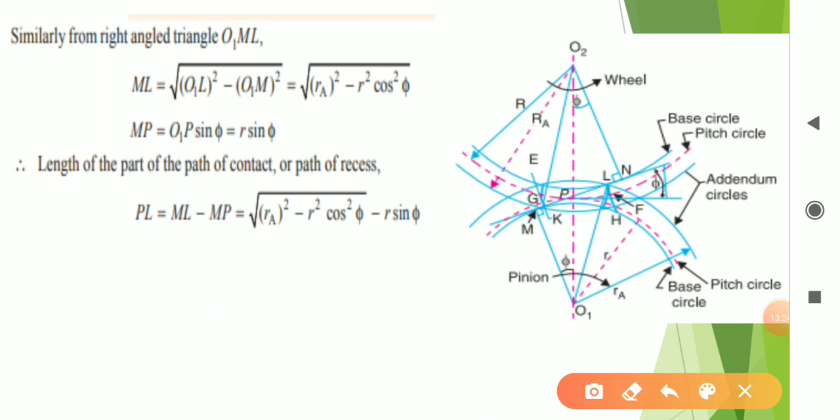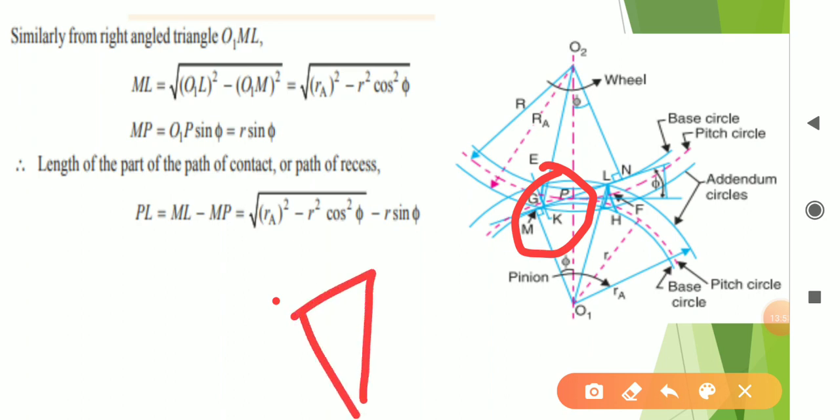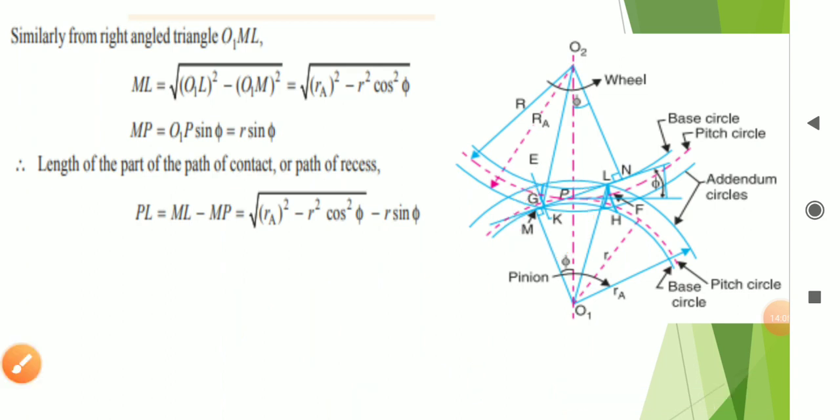Next we have to find out the value of MP. If we take this triangle, with O1 here, M here, and MP here, MP is nothing but O1P into sine of phi. O1P is the radius of the base circle of the pinion. So we put the values and we get MP.